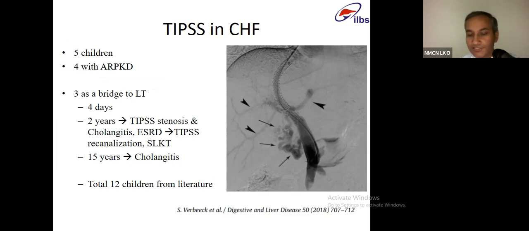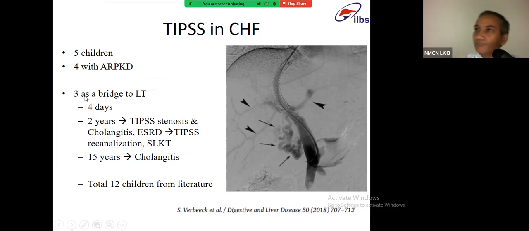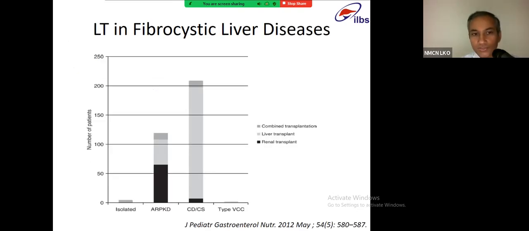There is data on TIPS in congenital hepatic fibrosis. I could find 12 children from the literature. This is a study on 5 children, 4 with ARPKD, and in 3 of them, TIPS served as a bridge to liver transplant.